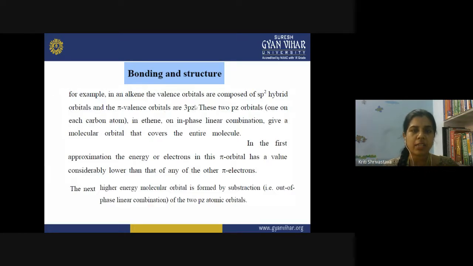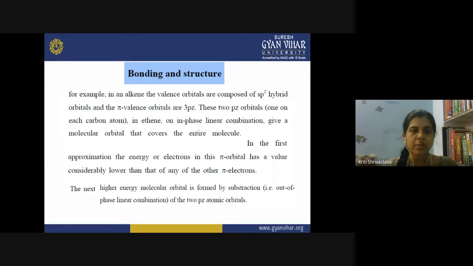So the pi valence orbitals are the pz orbitals. These pz orbitals are basically the empty orbitals available on each of the carbons in ethene, and by in-phase linear combination they give a molecular orbital that covers the entire molecule. So in-phase linear combination gives the bonding molecular orbital and it covers the entire molecule. Like you have seen in the previous lecture, we have a banana-like structure over the ethene molecule, and that banana-shaped orbital is the in-phase linear combination, or you can say the pi bonding molecular orbital of ethene.